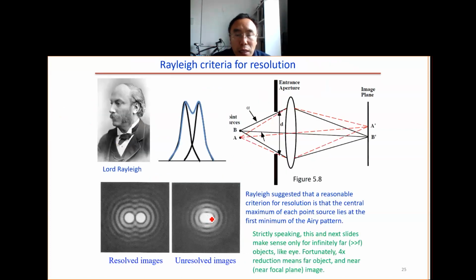So now we look at the resolution. Resolution means how far apart two spots can be resolved. Here we have two spots as the object, and here the two spots as the image, A prime and B prime. So how far apart can they still be resolved? This is given by the Rayleigh criterion.